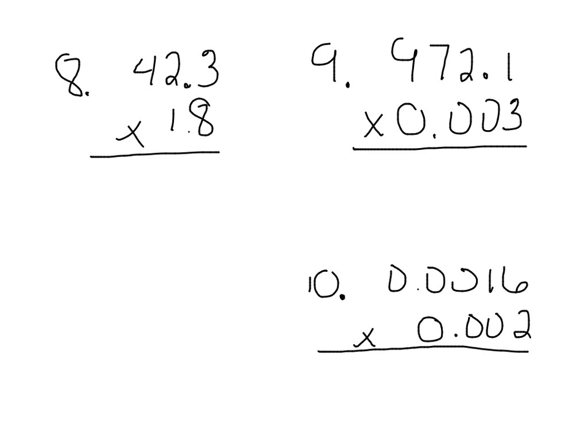Okay, 6th grade, here is the rest of your test review. We're going to start with number 8, the 42.3 times the 1.8. And again, remember that you don't have to worry about lining up the decimals in multiplication. These just happen to line up.